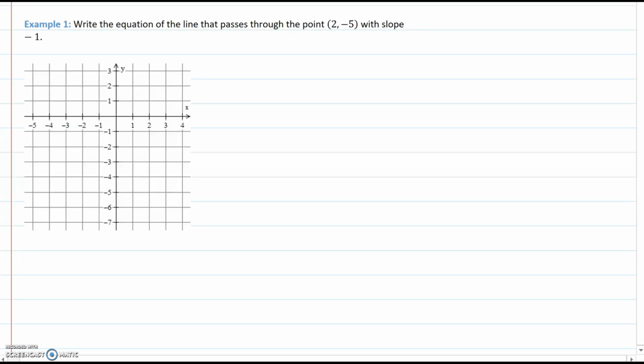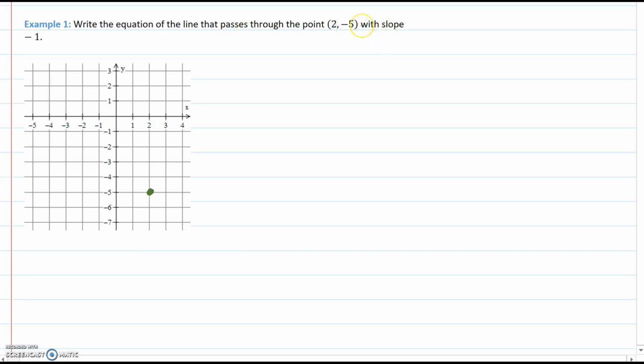Okay, so here we are. We've got to write an equation of a line that passes through the point 2, -5 with a slope of -1. So let's draw that line. We know it goes through the point 2, -5, so go over to 2 and down to -5. Now you don't have to do this, but it helps give us some idea of what's going to be involved with the question. And then we know that it has a slope of -1.